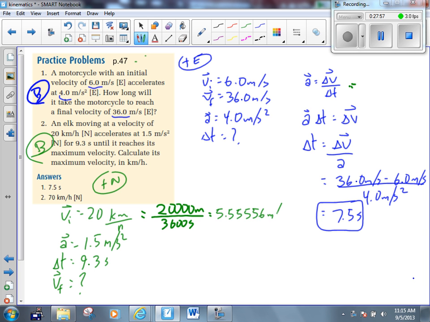5.5556 meters per second. We're going to go with 4 or 5 decimal places until it's a final answer. Ideally, you'd keep the 10 decimal places your calculator has, but that's not practical to write down every time, so let's write it down to 4 or 5.